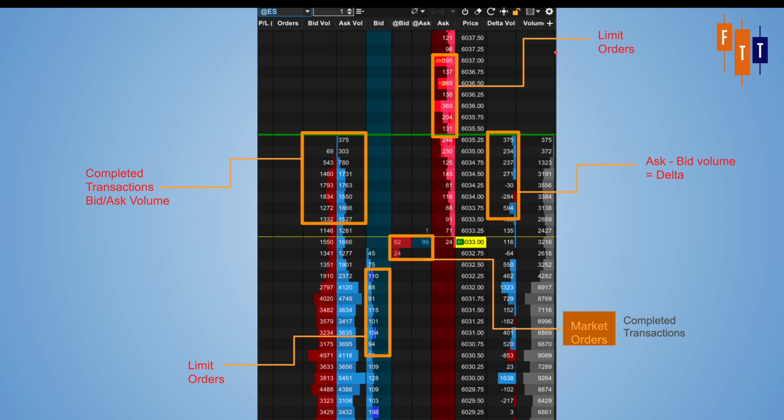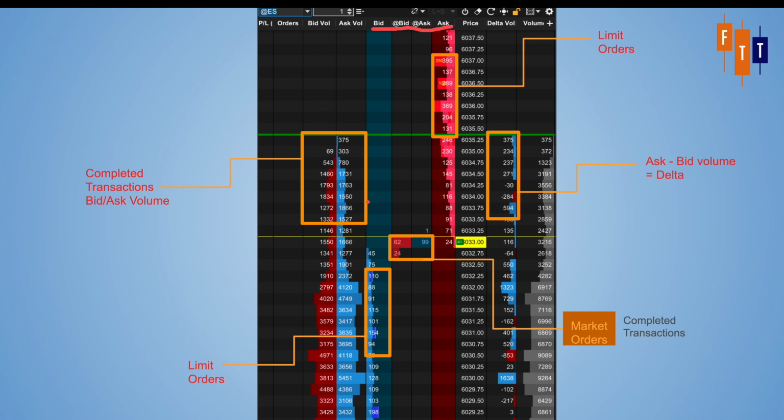This is mine from MotiveWave. You can customize these, but every depth of market is going to have the same functions of what's going to be on here. So I'm going to start with the middle column first, which are these 4 right here: the bid, the at bid, the at ask, and the ask.